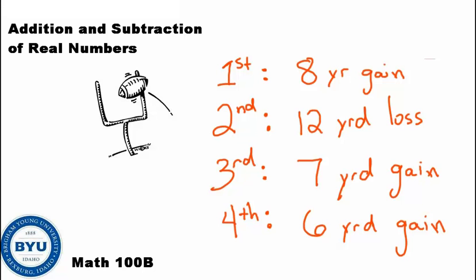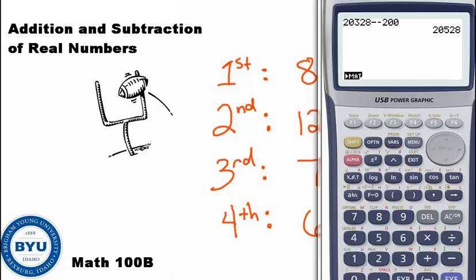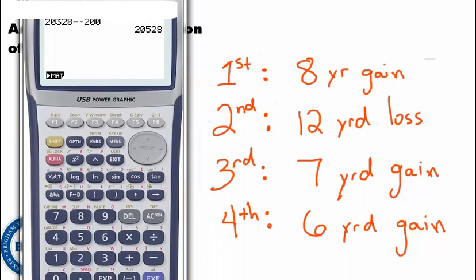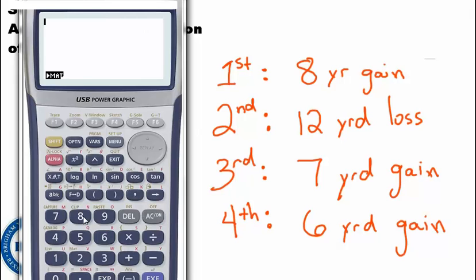Okay, how'd you do? This one's not too complicated. You can simply add the numbers together. We're going to use gains as positive numbers, and then add a negative 12-yard loss, because they lost 12 yards. You could also just put subtraction if you wanted to. You don't have to put plus and negative. I could have just done 8 minus 12 plus 7 plus 6.